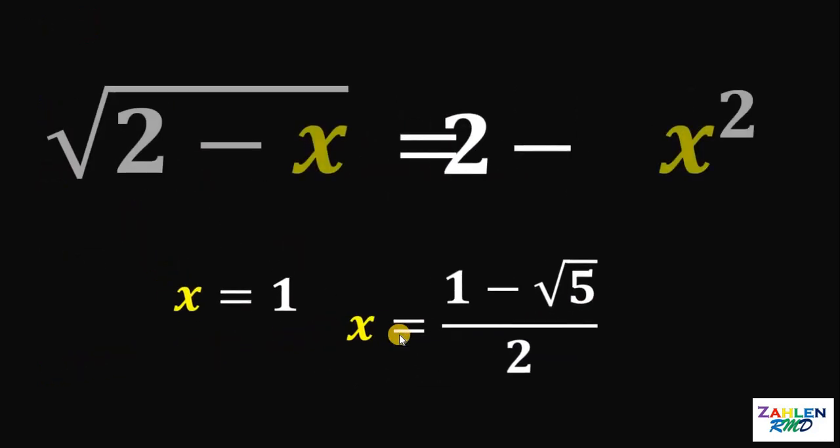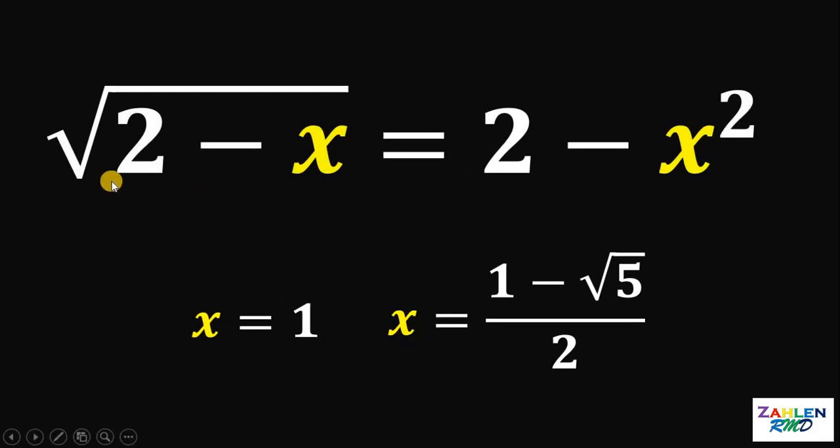Therefore, we found two possible solutions to this equation, square root of 2 minus x equals 2 minus x squared. Namely, x equals 1 and x equals (1 minus square root of 5) over 2. And as always, we are done.